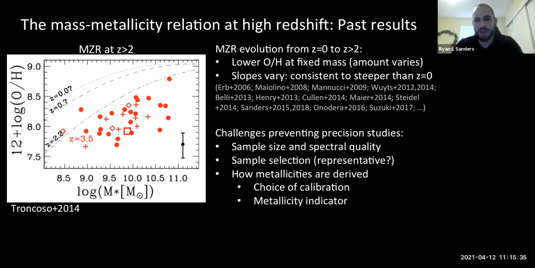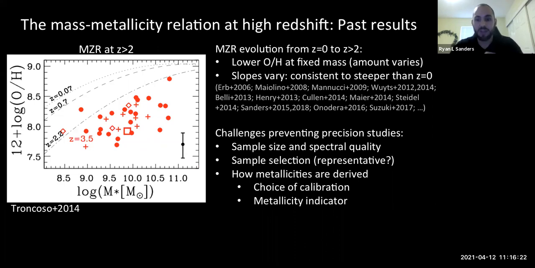And we find that the slopes can vary quite a bit. Some of them are consistent with the slope that you find at redshift 0. Some of them find a much steeper mass metallicity relation than at redshift 0. And some of the challenges that have affected previous studies and prevented essentially precision metallicity studies are small sample sizes and low spectral quality, where the signal to noise of emission line detections is not very good. Sample selection, in particular, having homogeneously selected samples that are representative. And now that we know that the fundamental metallicity relation exists, we know that actually being representative in star formation rate is key to being representative in metallicity, because metallicity depends on star formation rates. That's very important to have a representative sample.